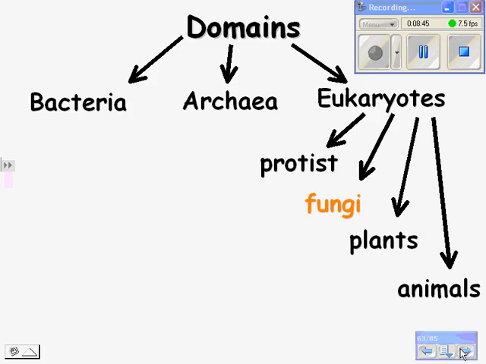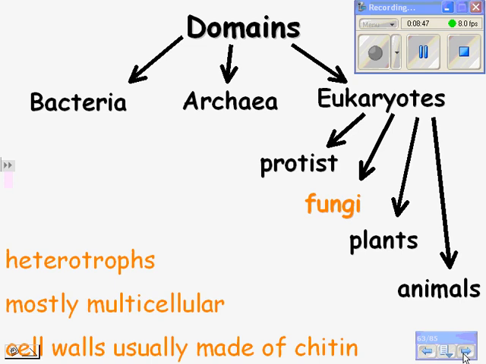Okay, fungi. So fungi are heterotrophs, just like animals. They are multicellular except for yeast, just like animals. And here's the difference. They have cell walls, and the cell walls are usually made out of chitin.